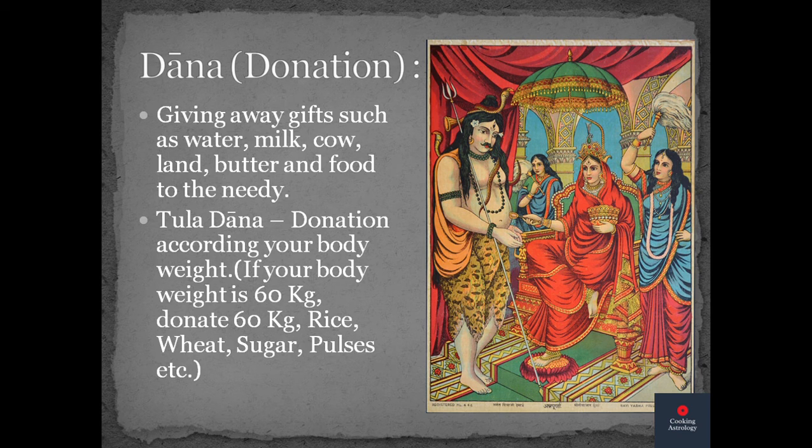And you have to do the Tuladan till the age of 12, and even after that you can perform the Tuladan. You can donate eating objects or food according to your body weight to some needy or poor people. This is also one of the major forms of Prāyaścitta.